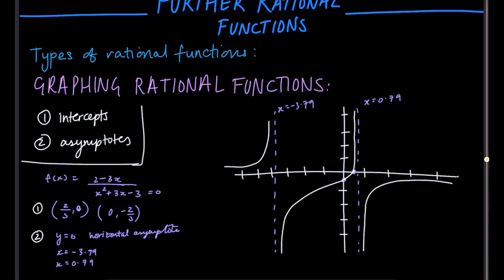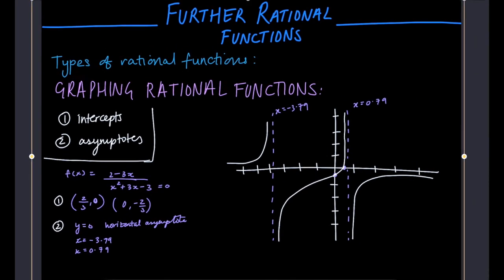It's obviously not 100% accurate, but that's not what the IB would be looking for. They just want a good idea that you know where your asymptotes are and where your x-intercepts are. And that's it for this video.